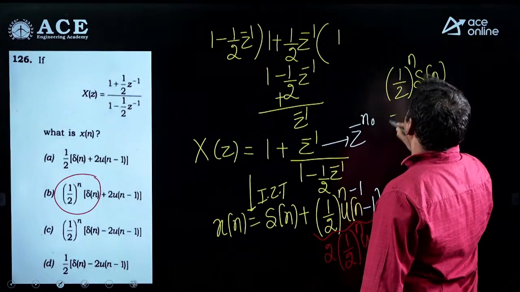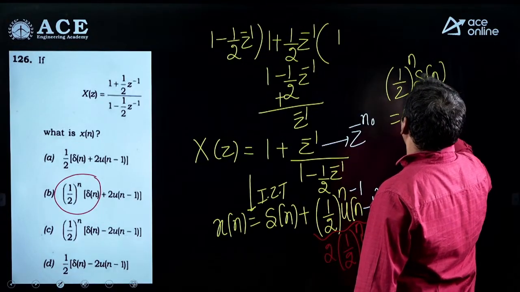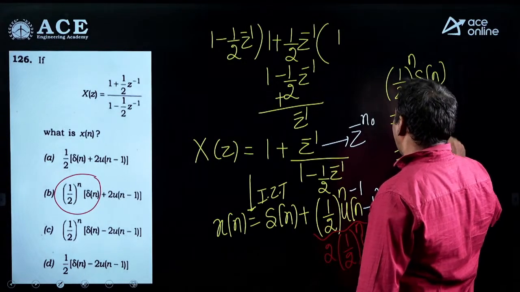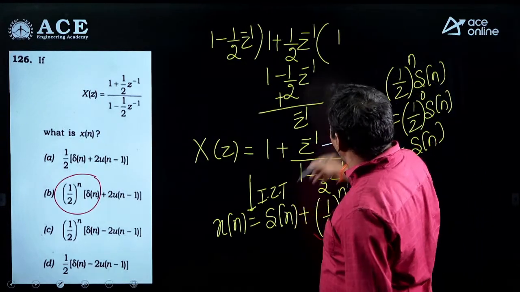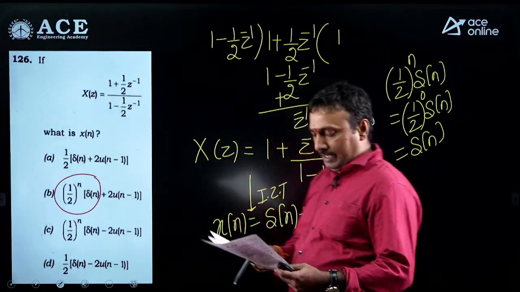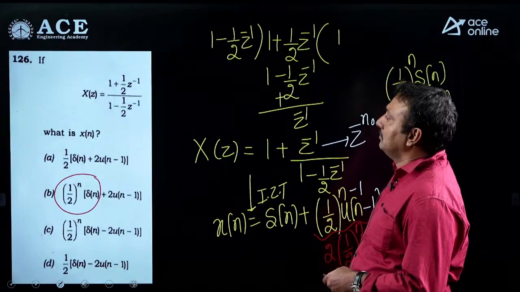It is simply delta n. When you apply the product property of impulse, impulse exists at 0. So the final answer is delta n can be adjusted as (1/2)^n delta n plus this extra term. Okay, that leads to option B.